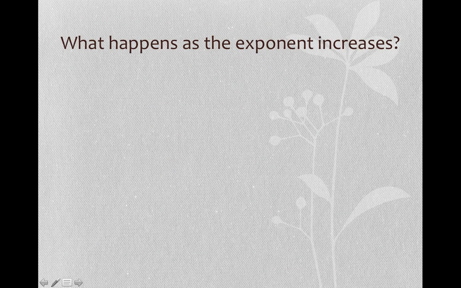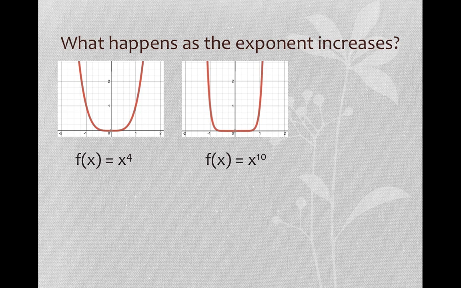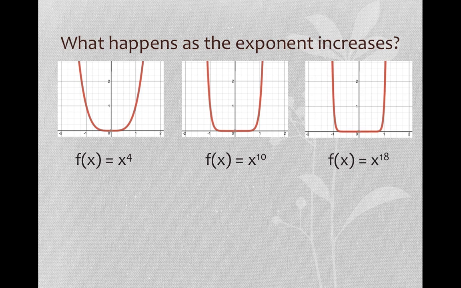So we want to know now, well, what happens with the power function as the exponent increases? We must look at each case individually. So let's look at what happens as the exponent increases when the exponent is even. So the first graph is the graph of x to the 4th, the second is x to the 10th, and the last is x to the 18th. I hope you will see that (-1, 1), (0, 0), and (1, 1) are on all three of these graphs.